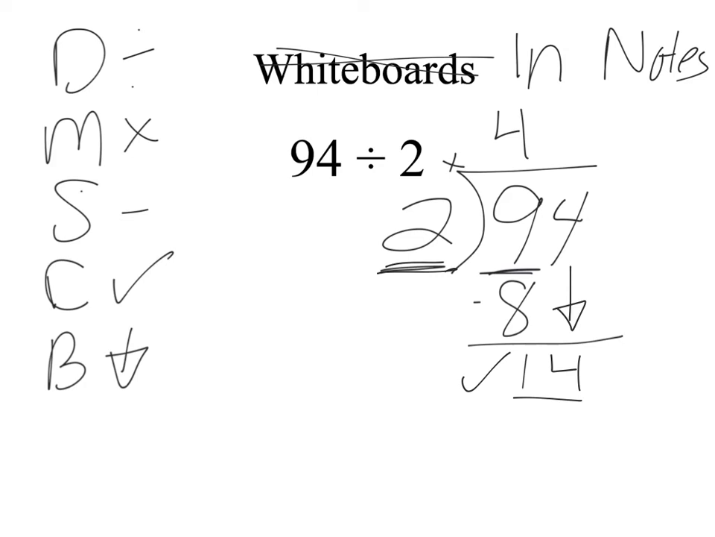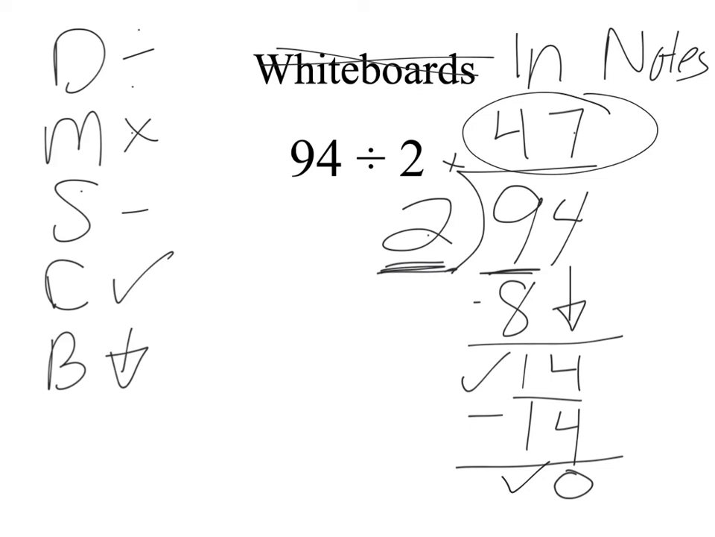So if I count by 2s, how many times can I count before I get to 14? I actually can count 7 times, and when I multiply 7 times 2, it actually equals 14. Then I subtract, and I will get 0 as my answer. I'm going to check to make sure that 0 is smaller than 2. It is. I have nothing left to bring down, so my answer is going to be 47.